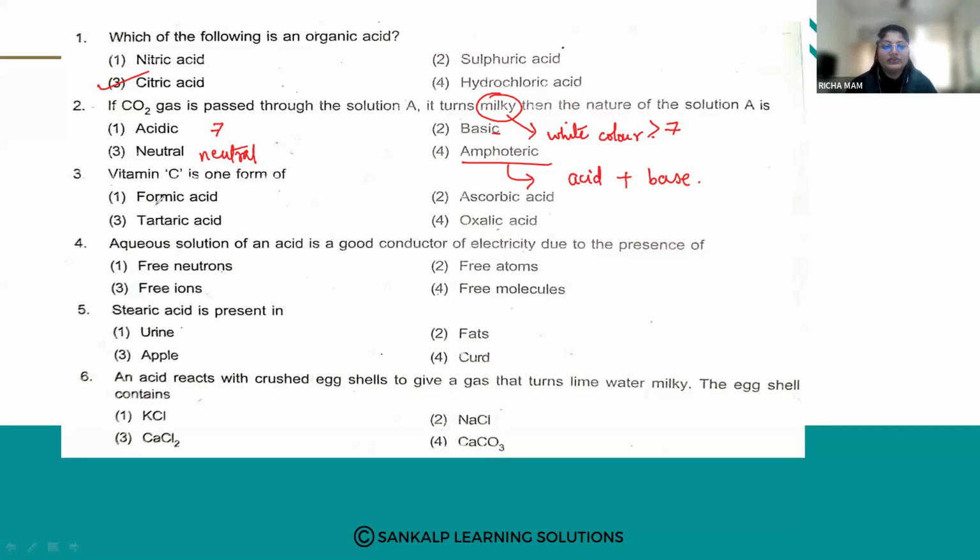Can you tell me, if carbon dioxide gas is passed to the solution A, and it turns milky, then what will be the nature of the solution A?